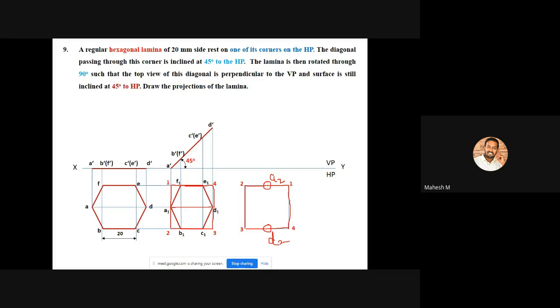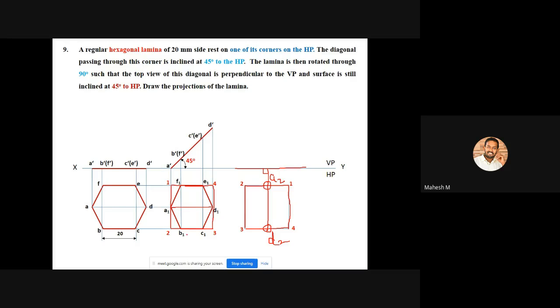If you are creating a vertical line, now you can say that this diagonal is perpendicular to VP. So this one is VP, right? So if you are projecting this, this one is a perpendicular line. So that is our condition. You have to convert this horizontal line into the vertical line.